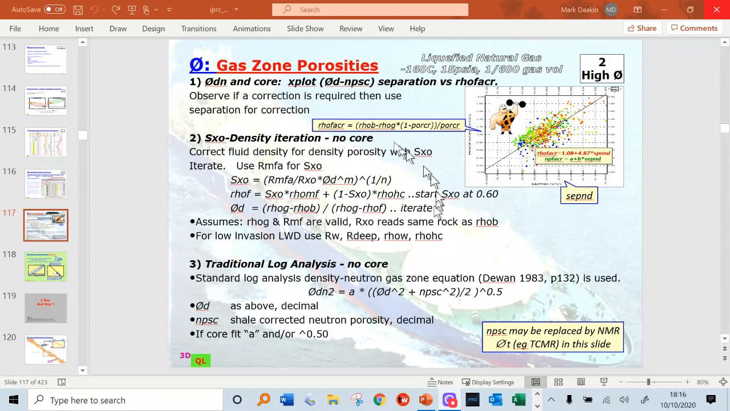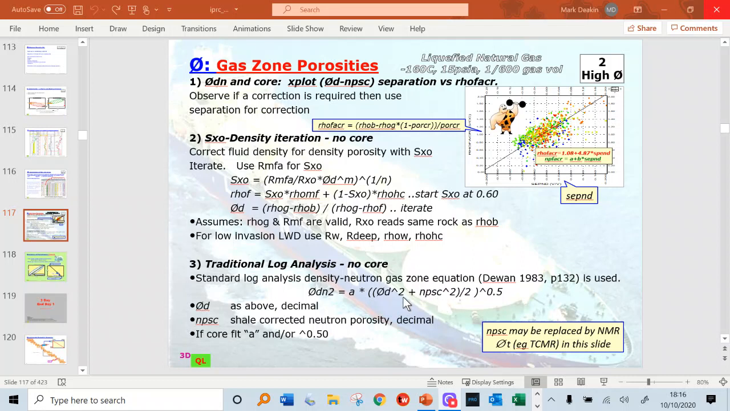But it is used quite widely, and a good method is the traditional log analysis, which is basically density neutron porosity, but a variant of that: the sum of the squares of density and neutron porosity divided by 2, and the square root taken of that. So that matches core porosity slightly better than just the average of density neutron.